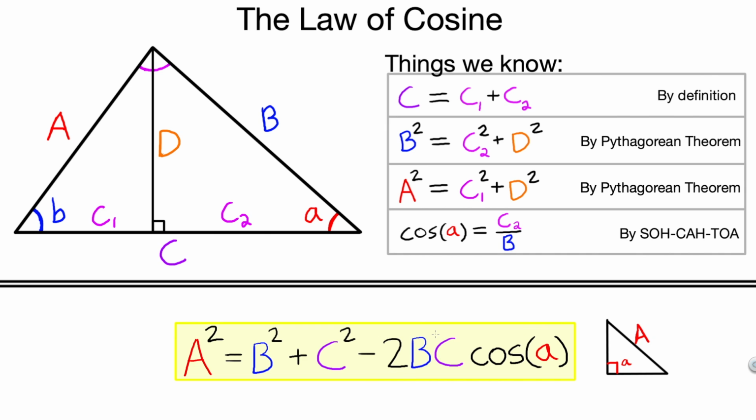And that's it. Using these four simple things we knew, we were able to derive the law of cosine. It's a very powerful tool, and remember that it can work for any kind of triangle. It does not have to be a right triangle.